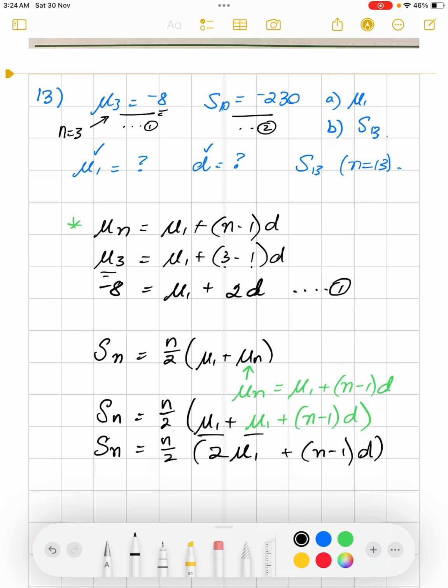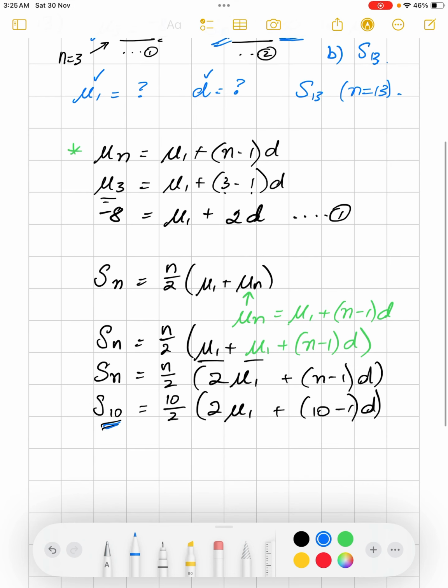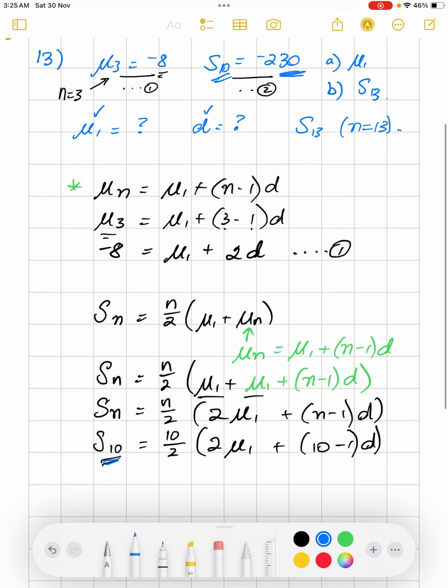Well, let's use this formula for the sum of 10. Now, the sum of 10, n is 10. We don't know the first term, but we do know n is 10. And so we've got the sum of 10 can be replaced with -230. So we've got -230 equals 5 times 2 u1 plus 9d. 10 minus 1 is 9.